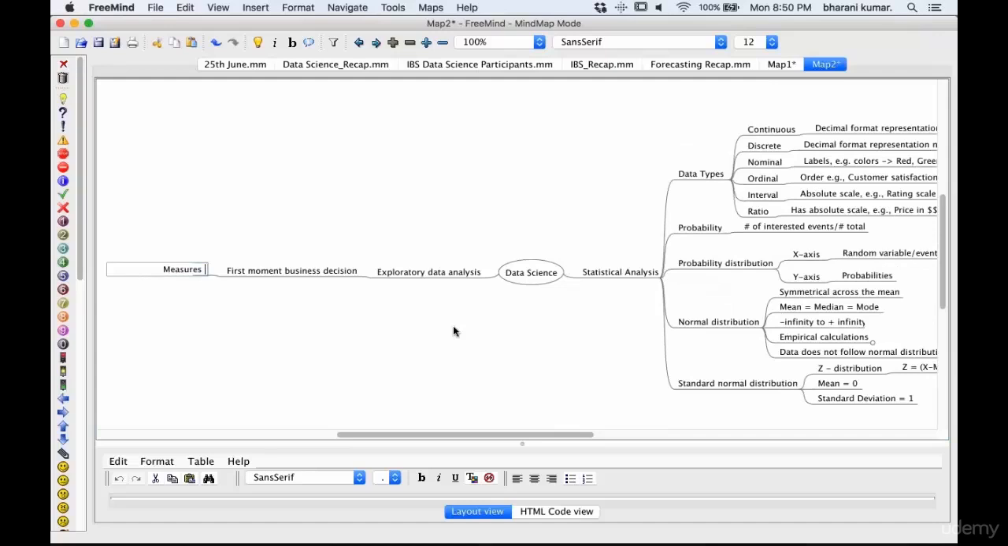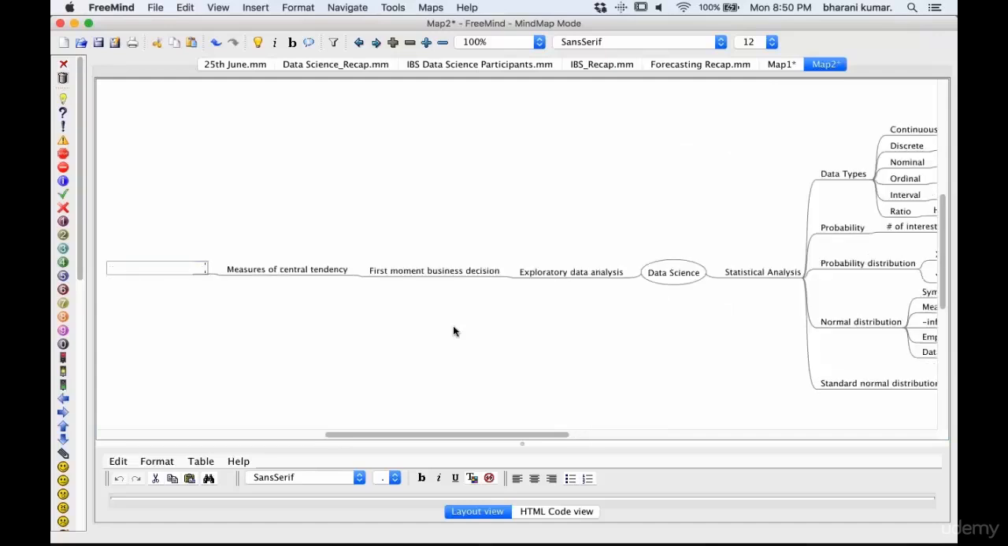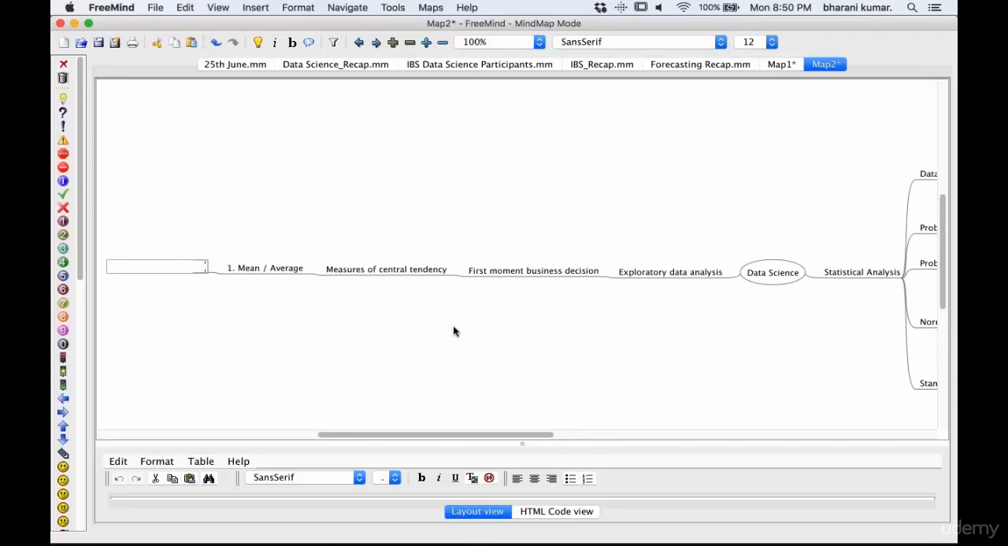which is called measures of central tendency. So the first measure is mean or average. The greatest disadvantage with mean is that it is influenced by outliers. Then what is the next best measure if you have outliers? Median.